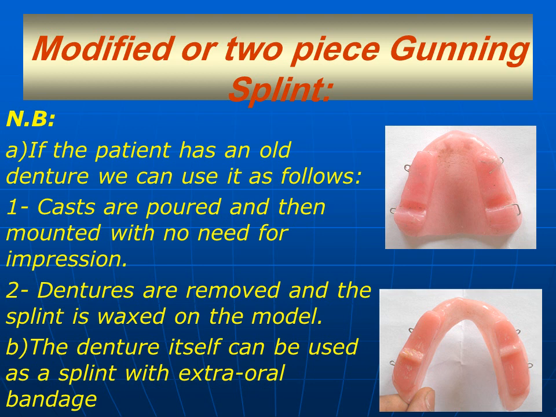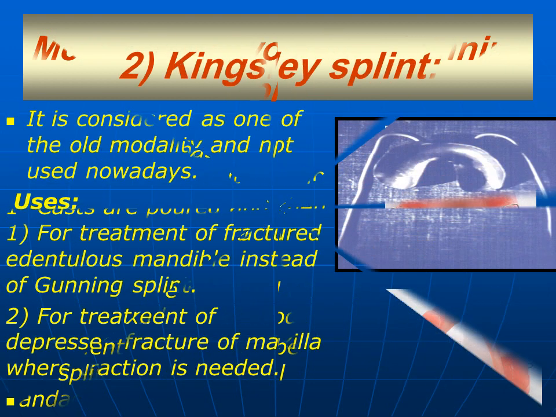Possible. In this case the denture itself can be used as a splint with an extra oral bandage. I will put the denture for him and apply an extra oral bandage around the head to limit the movement of the mandible during the healing period. But of course, as I told you, using the splint will be easier, more accurate, and it ensures the immobilization of the fracture segments until healing takes place.